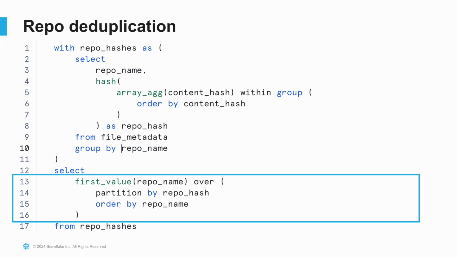Then all we need to do is group all of the repos that share the same repo hash and pick one. For our purpose, any one matters. They're all exactly the same. So let's pick the first one alphabetically. So that's what first value does for us here.